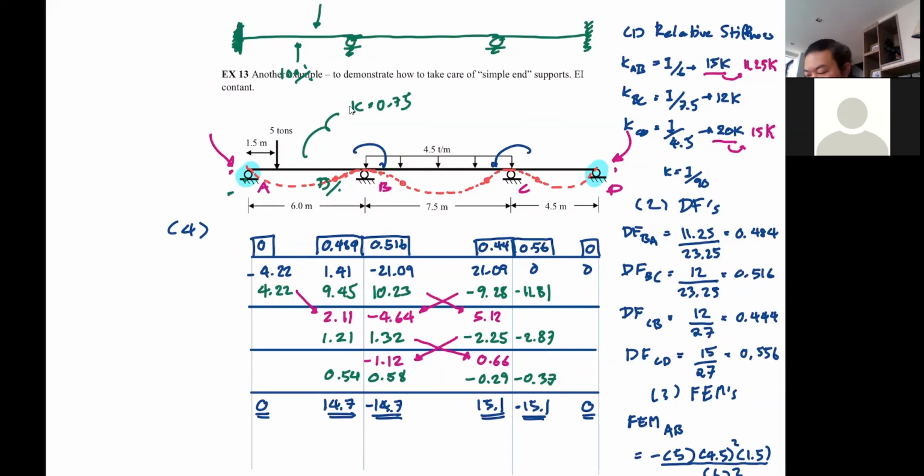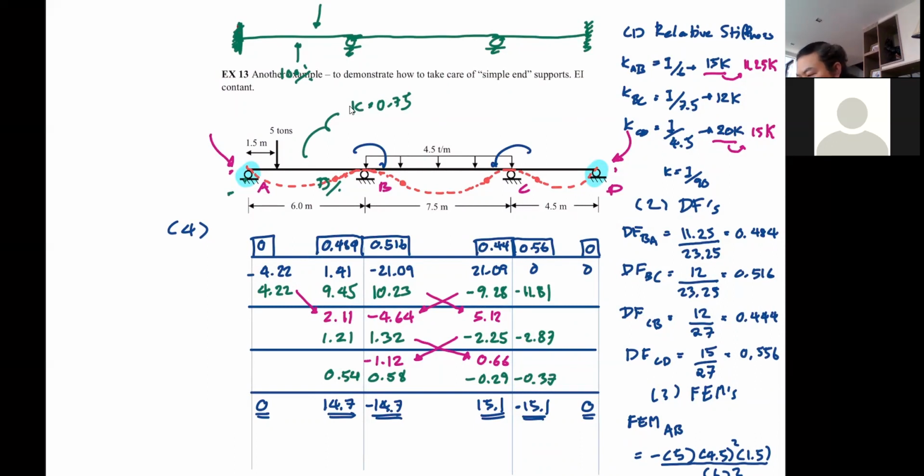Okay, so is there any question? So that's it. The use of simple end support helps speed things up, helps you do less work. And when you do less work, it means that you are less susceptible to making mistakes as well.